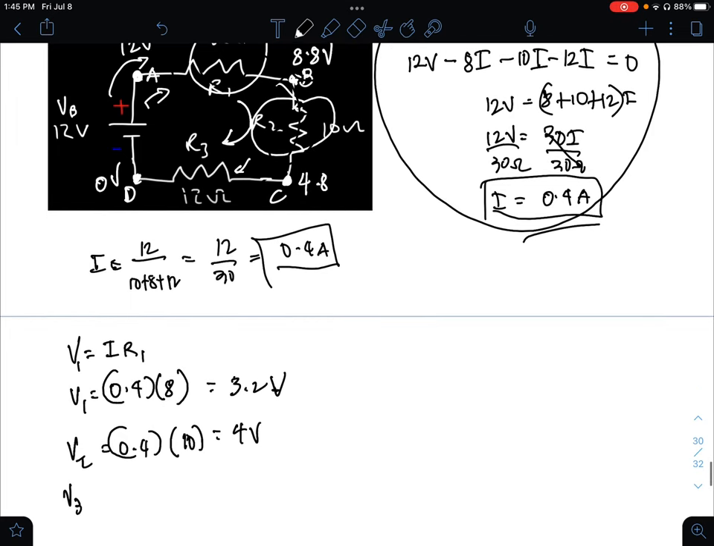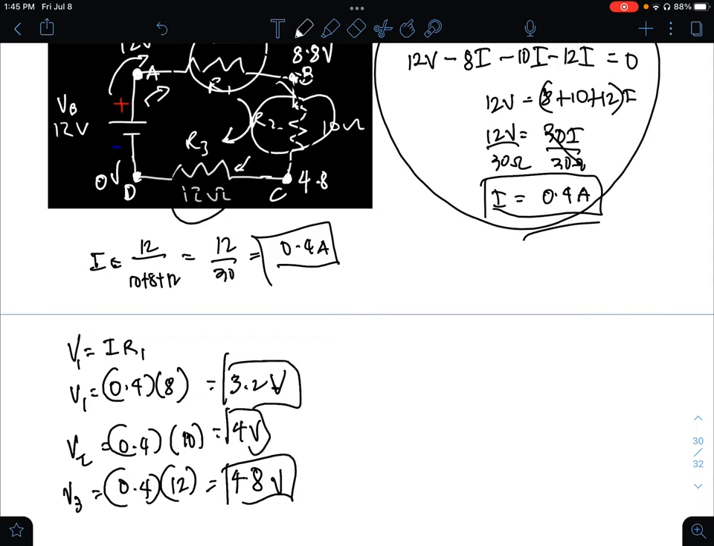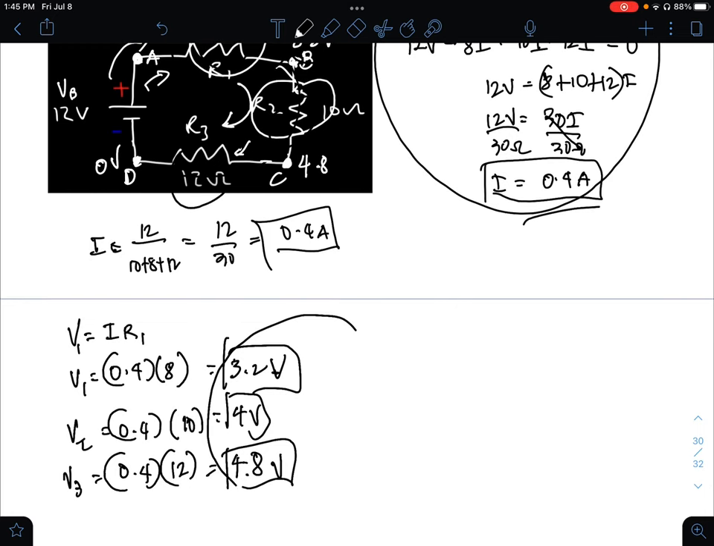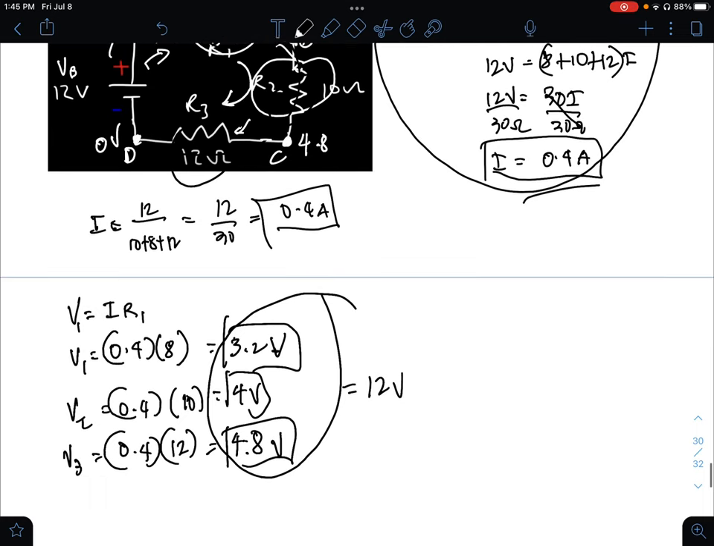So kay voltage 3 class, let's prove that he is correct. So 0.4 times ang resistance niya is 12. Magiging, obviously that's 4.8. So from this node, from C to D, 4.8 minus 4.8 is 0 volts. So tama po yung theory niya. And if we add all of this, that's 3.2 plus 4.8 plus 4, that is equal to 12 volts, which is the total voltage in that electrical component, the circuit rather.